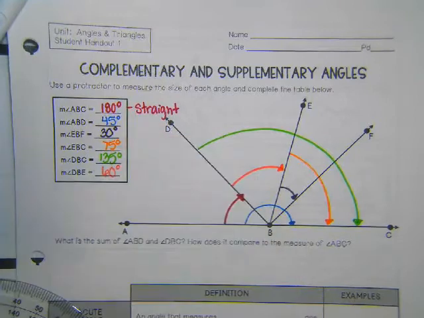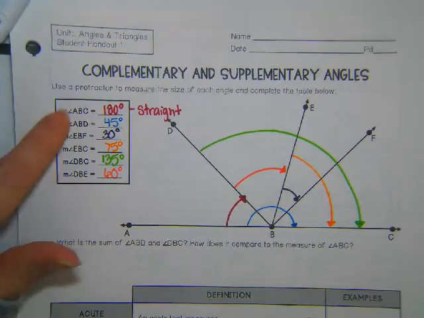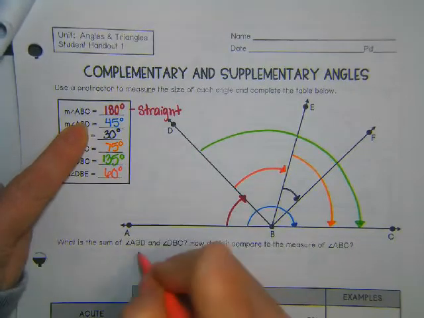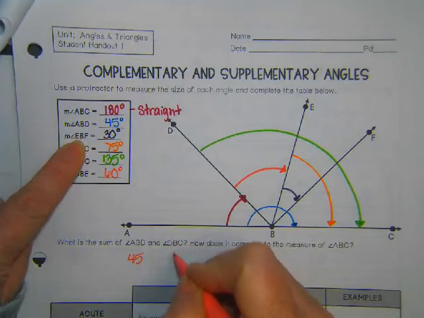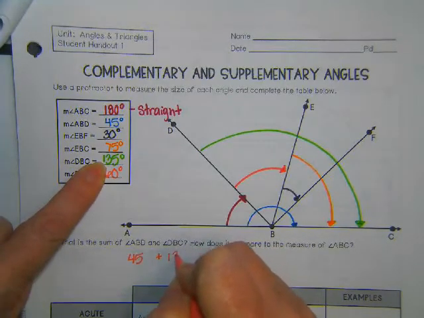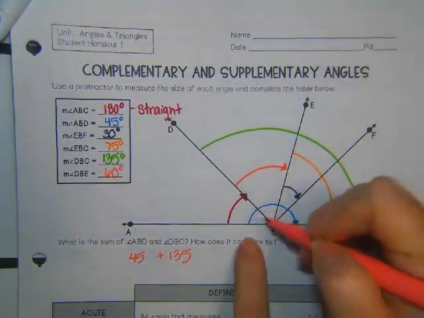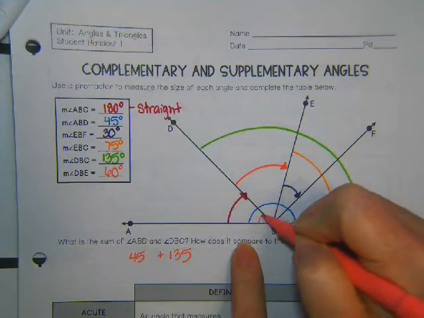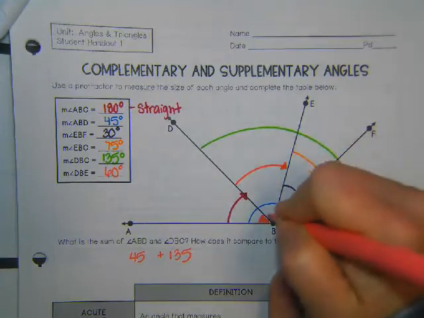Okay. Now, it is asking us, what is the sum of A, B, D? Well, A, B, D was 45, and D, B, C, which was 135. Now, A, B, D is this portion right here, so I'll color it in. That's A, B, D. And D, B, C is the rest of the way.